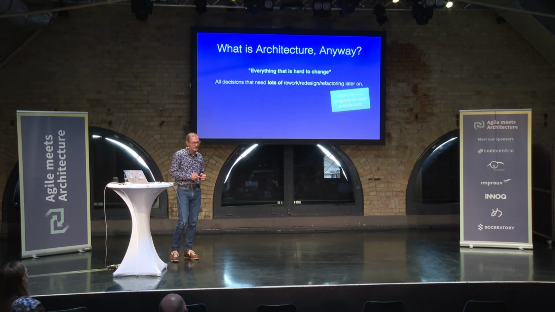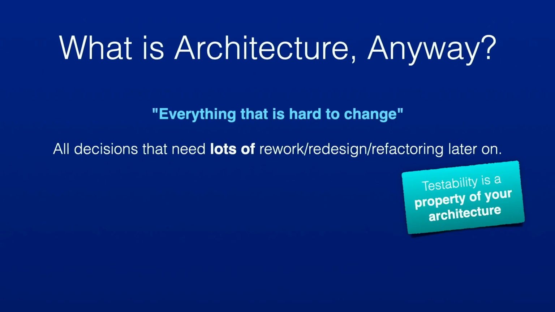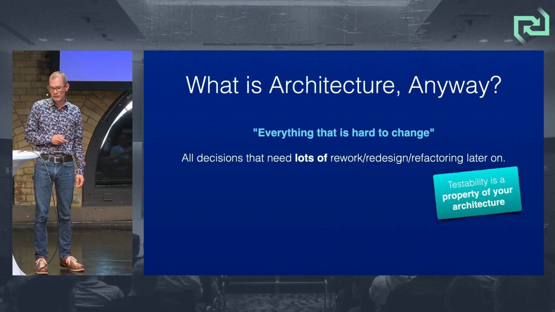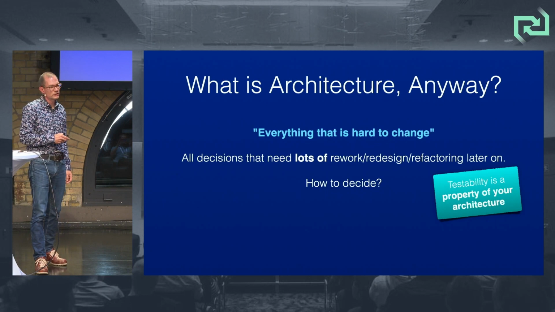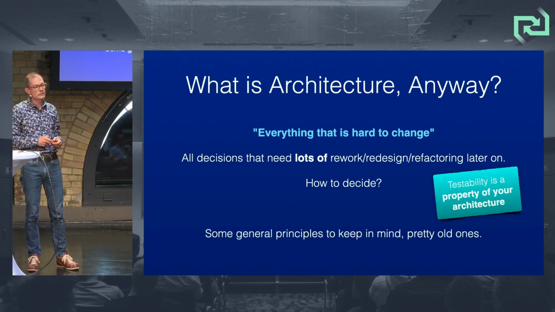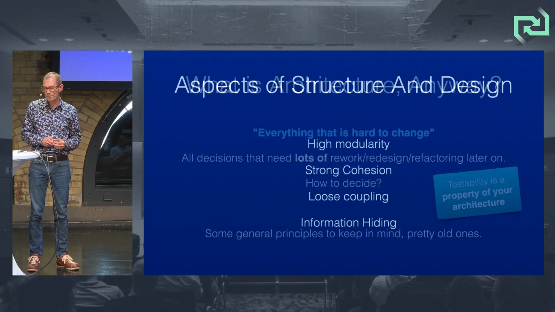And testability is a property of your architecture. So if you make some decisions for your architecture and you don't have testability in mind, it might be hard to build it into your system later on. But how to decide which decisions to take? Let's have a quick look at some general principles, really old ones actually.